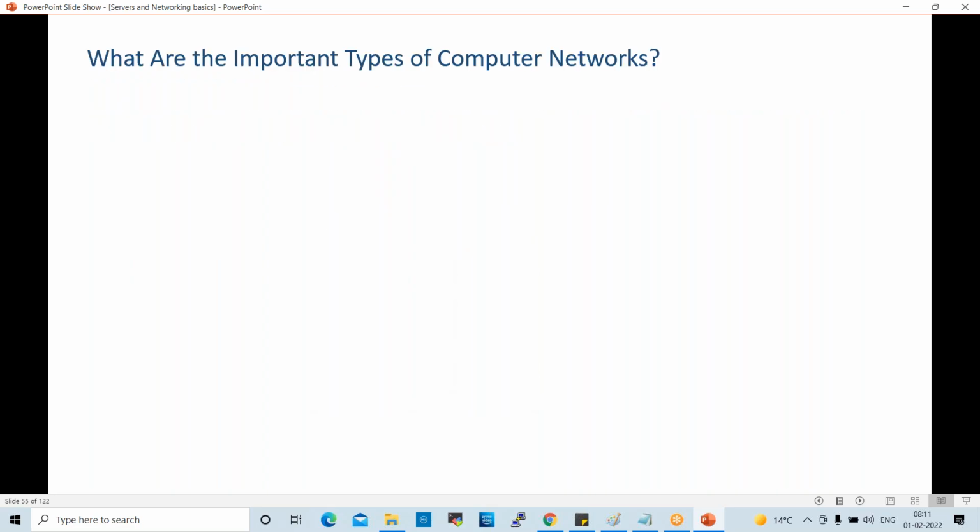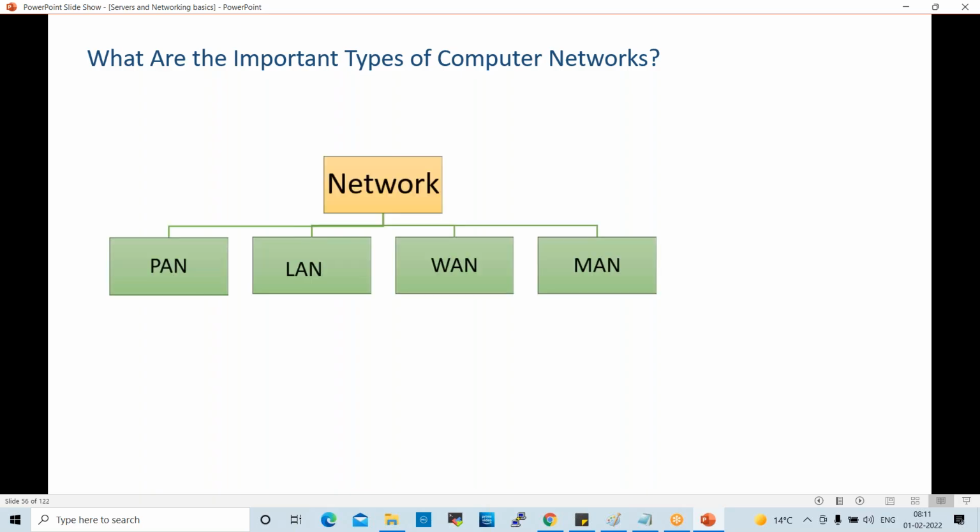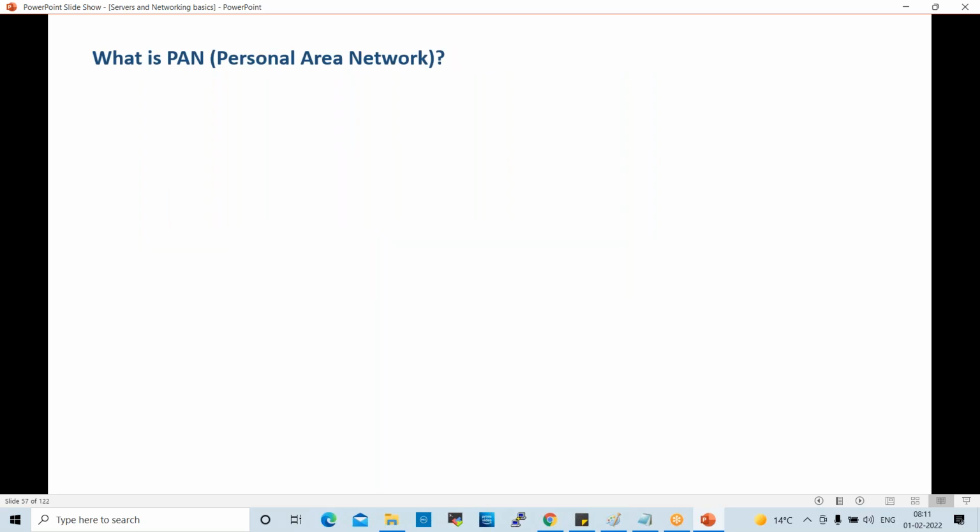Right? What are the important types of computer networks? These are important here. We have different types of networks available: PAN, LAN, WAN, MAN. What is PAN? Personal area network. LAN means local area network. WAN means wide area network. MAN means metropolitan area network, right? So let us go one by one. What is PAN? It's a personal area network, right?